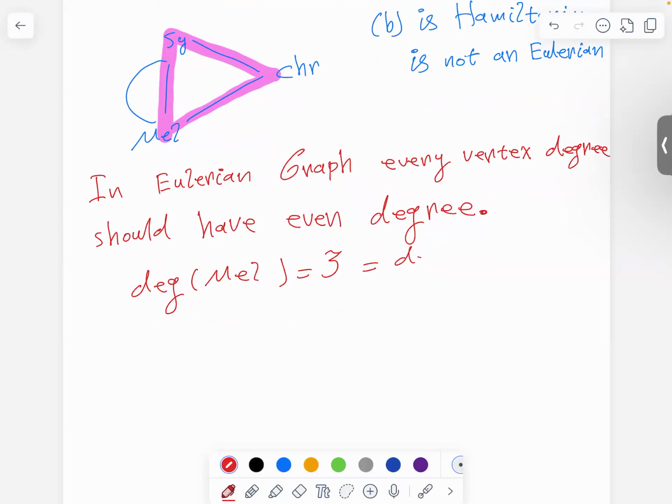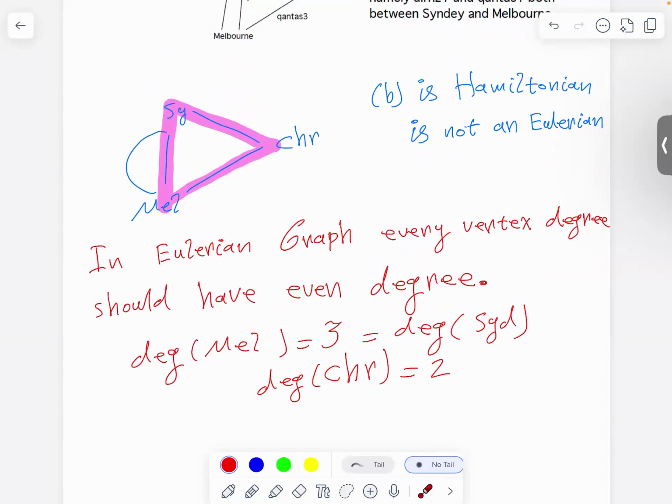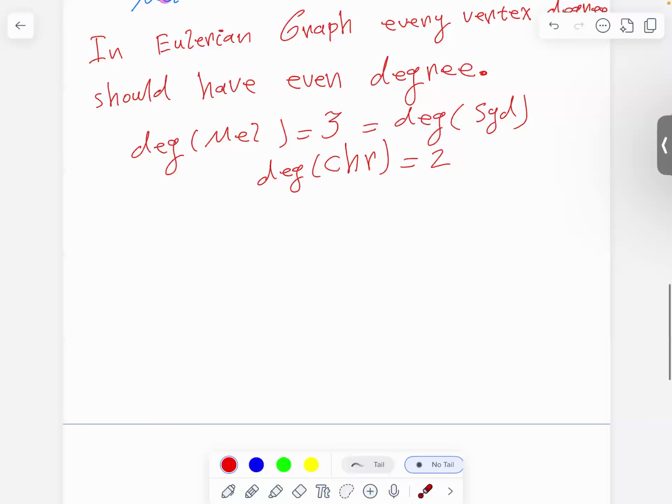With the same reasoning for the Sydney vertex, or city, the edges are 1, 2, this one, 3. The degree of Christchurch is just 2. So this is not a Eulerian graph because not every vertex has even degree. The degrees of Melbourne and Sydney are not even.